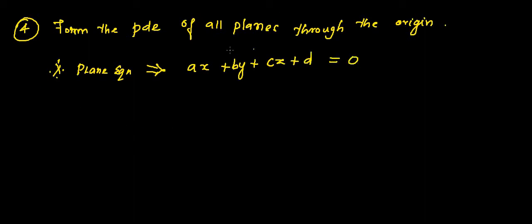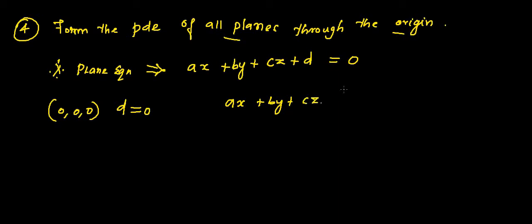Since the plane is passing through the origin, that is 0, 0, 0, therefore d equals 0. Therefore, the plane equation can be written as ax + by + cz = 0. We have a 3-dimensional origin, and the d indicates how much distance the plane is from the origin. Since it passes through the origin, the d becomes 0.